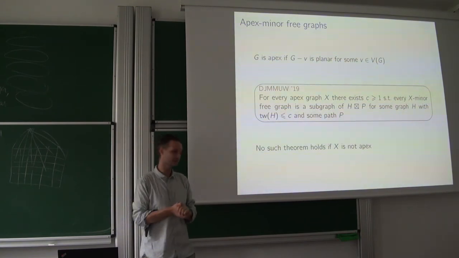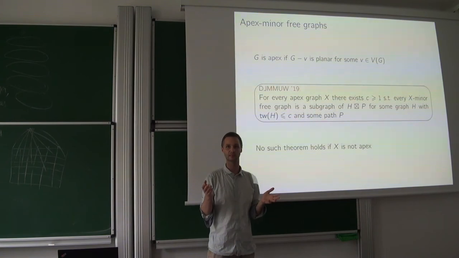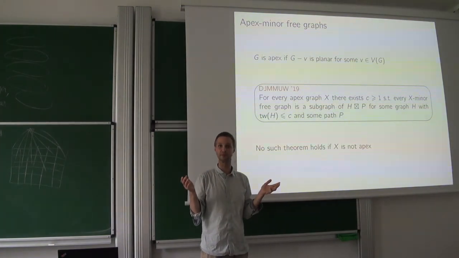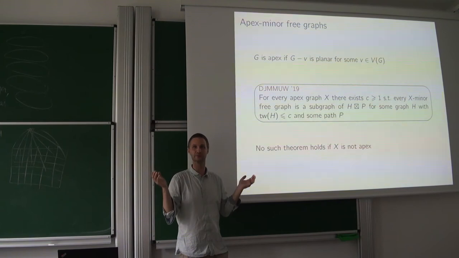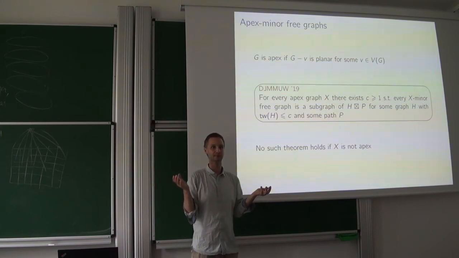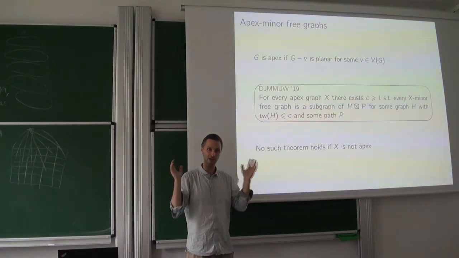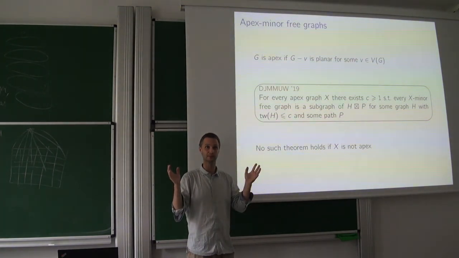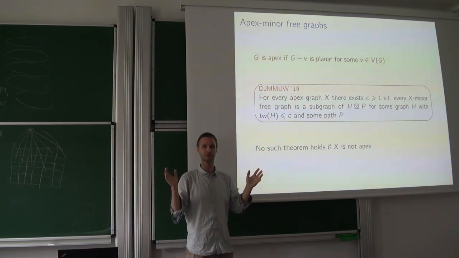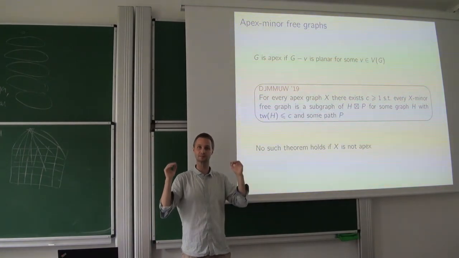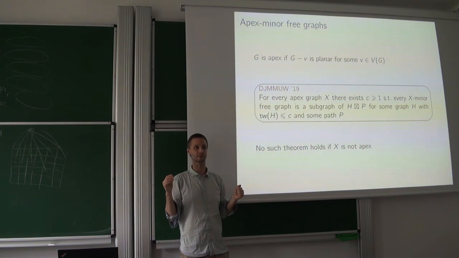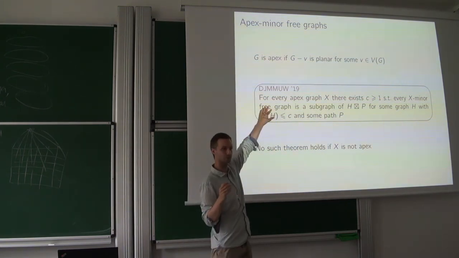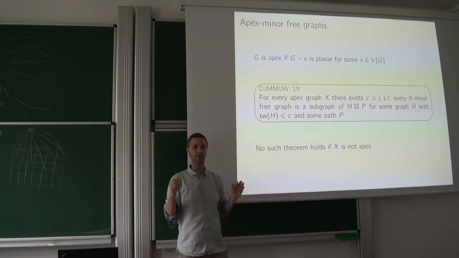And now you could say, well, okay, nice, but what's special about forbidding an apex graph as a minor? Can we hope for such a theorem if you forbid any graph as a minor? I don't know, like forbid K10 as a minor, the complete graph on 10 vertices, do I have a product structure theorem? And the answer is no. If you forbid a graph which is not apex as a minor, then you don't have a product structure theorem. So in terms of the proper minor closed classes that have a product structure theorem, you do have one if and only if you exclude some apex graph as a minor. If you exclude one, you do have one. And if you don't exclude an apex graph, you don't have a product structure theorem.